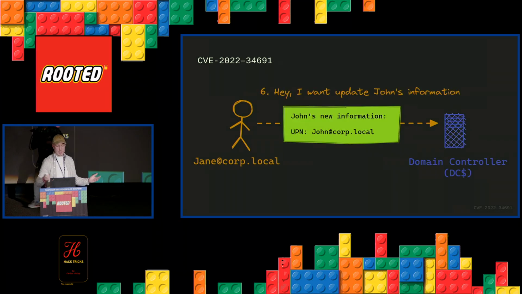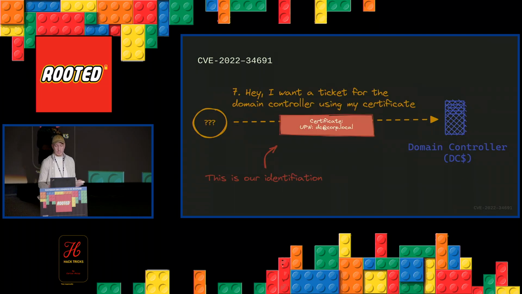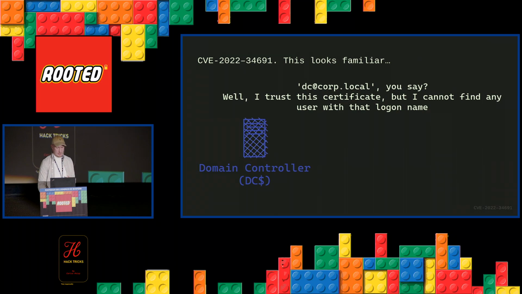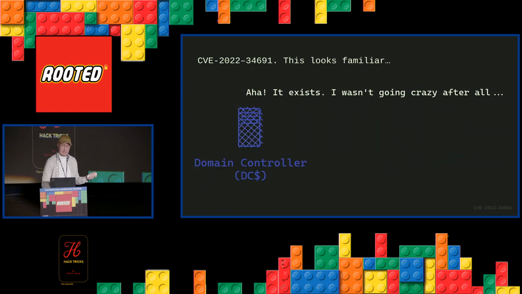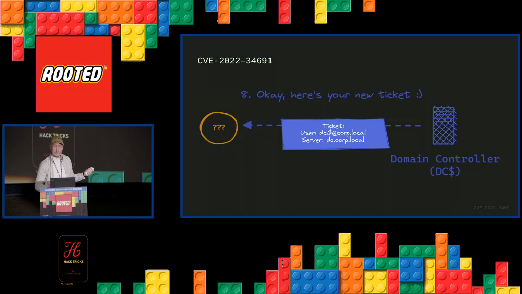And now Jane comes and says, I want to change John's user principal name to be just john@corp.local, but we still have the certificate. So you see how this is very similar to the previous scenario. Now we have a certificate with the user principal name dc@corp.local, and we go to the domain controller, we say, I want the ticket, and I have this certificate claiming I am dc@corp.local. And so the domain controller once again thinks, I cannot find any user with that user principal name or even a logon name, but maybe someone forgot to add that dollar. So let me check if there is an account with the DC dollar logon name. Well, yep, there is. And so here we get the ticket.